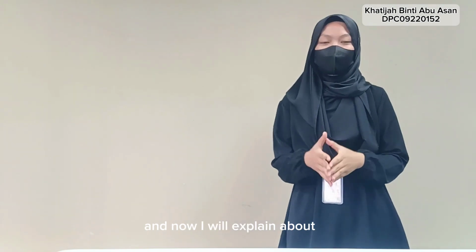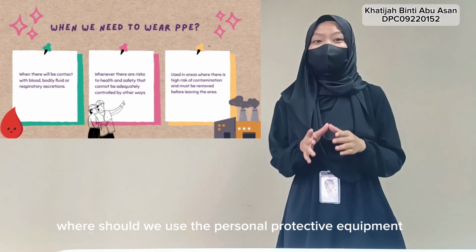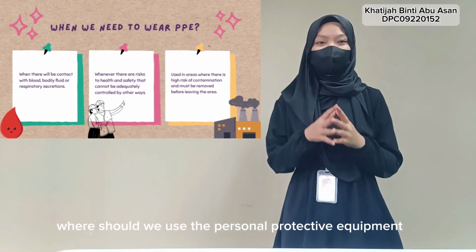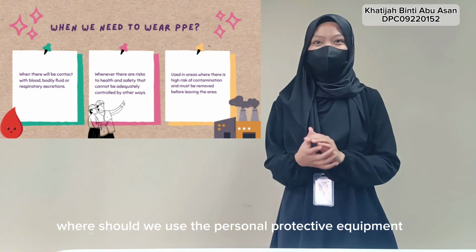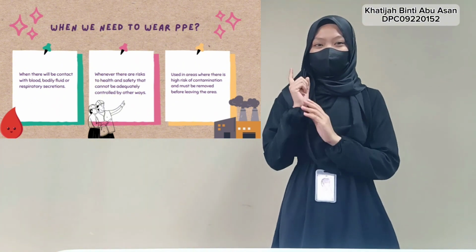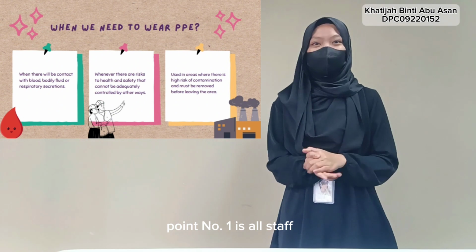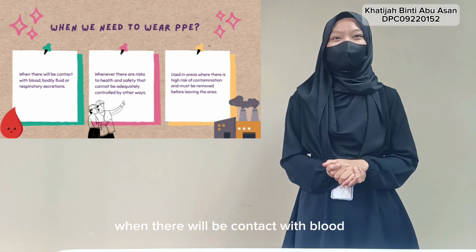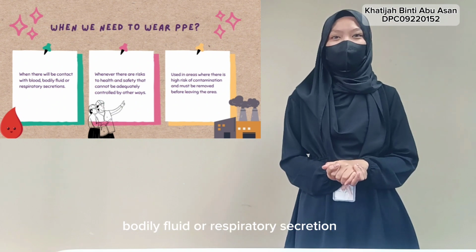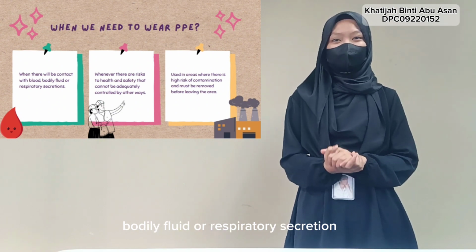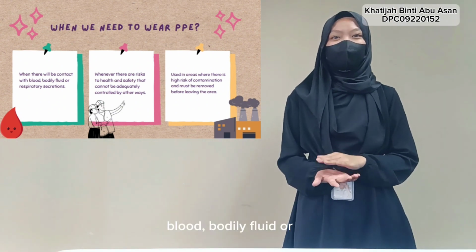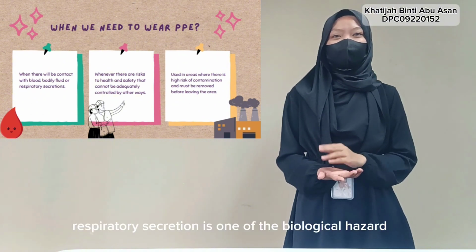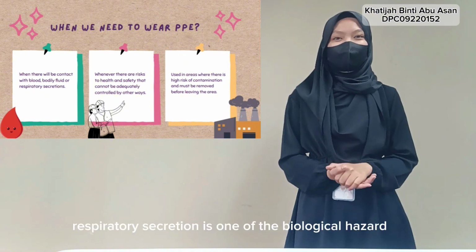Hi, my name is Khadijah Minta Hasan, and now I will explain about where should we use the personal protective equipment. Point number 1 is all staff, patients, and visitors should use PPE when there will be contact with blood, bodily fluid, or respiratory secretion. Blood, bodily fluid, or respiratory secretion is one of the biological hazards.